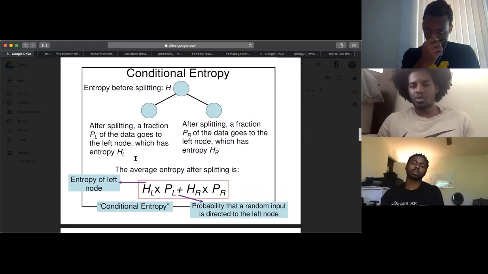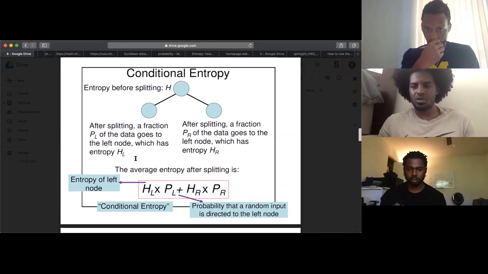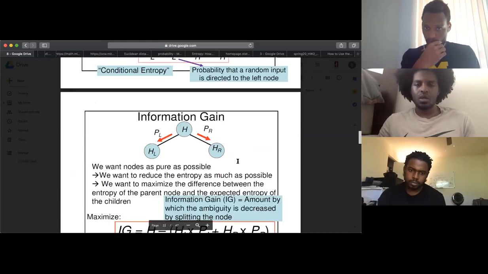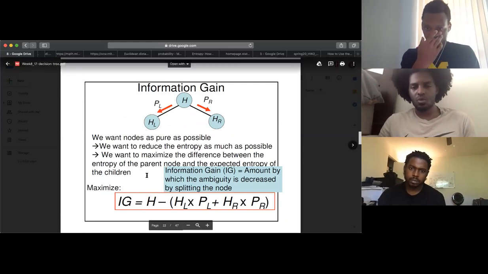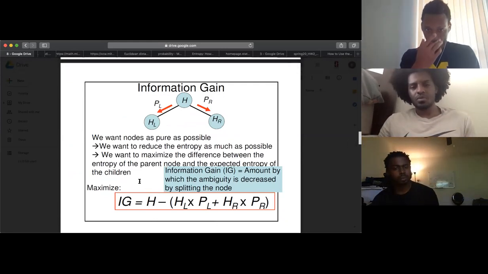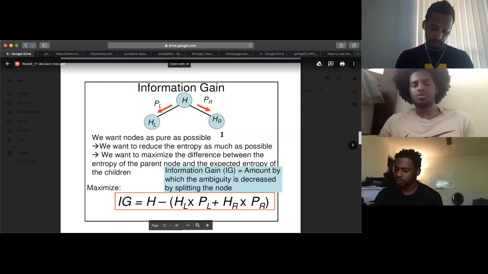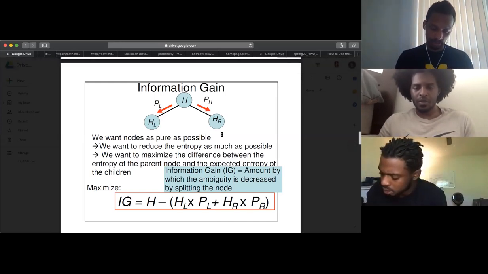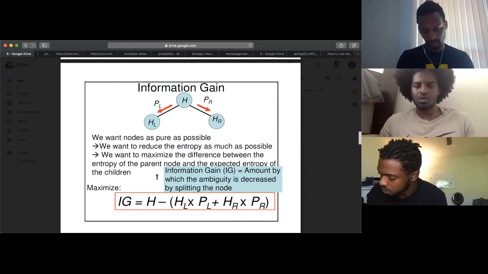You can only have as much entropy as the parent node or the root node, right? Because that's the total representation of your data. So when you split your data, you're going to have fractional entropies that should sum up to the total, or be less than or equal to the parent node. Information gain works the same way. We want nodes to be as pure as possible, so we want to reduce the entropy as much as possible. We want to maximize the difference between the entropy of the parent node and the expected entropy of the children.